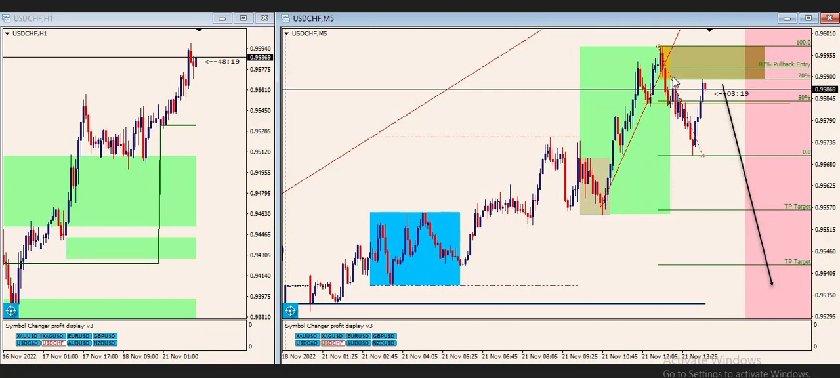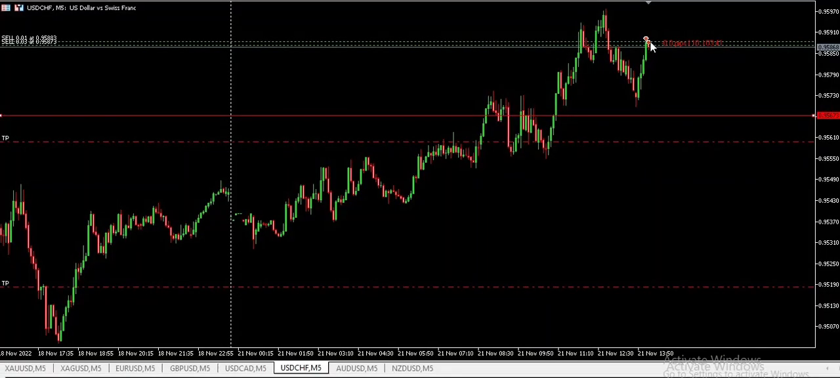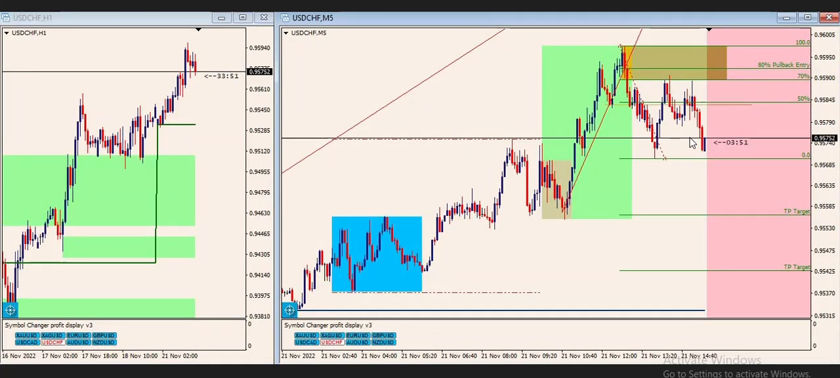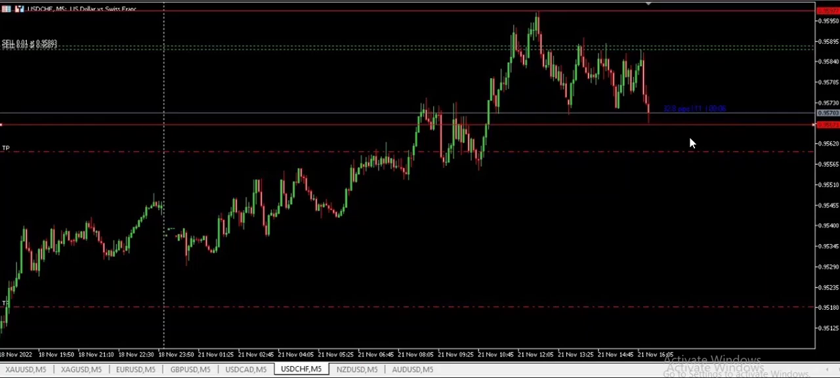My 50% was here, but price didn't get there and dropped further, so I adjusted my fib to this level, and 50% will be here for me to take my entry. But as I had a pullback here already, I will wait for price to break above that pullback for me to take my entry, and that's what happened here. I took my entry here and I was able to get my 1:2 on USD CHF. That was my 1:2.